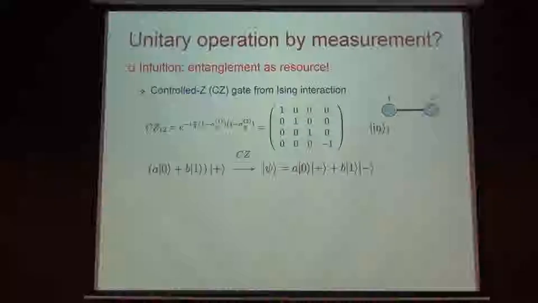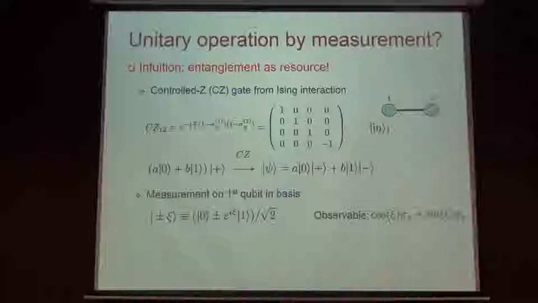So imagine that particle 1 is in the state of superposition of a|0> plus b|1>, and the second particle is in the plus state. And now you apply this control-Z gate. The control-Z gate would give you an additional minus sign if both are in the 1 state, and therefore you will flip the plus to minus for the second term.